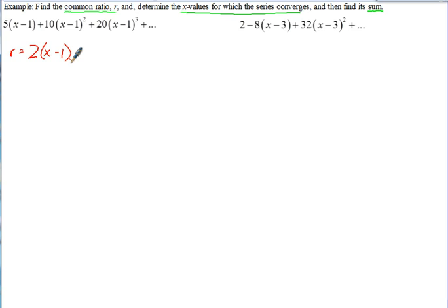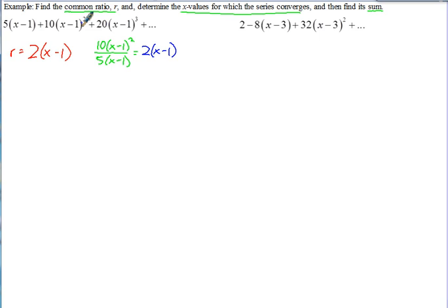Or the other way to figure it out, you can also take one term and divide it by the previous term. So you can take 10 times x minus 1 squared divided by 5 times x minus 1. See, 10 over 5 is 2. One of the x minus 1s reduces out. And you get the same result if you did 20 times x minus 1 cubed divided by 10 times x minus 1 squared. So you can tell it's a common ratio. This keeps being multiplied by the same thing.